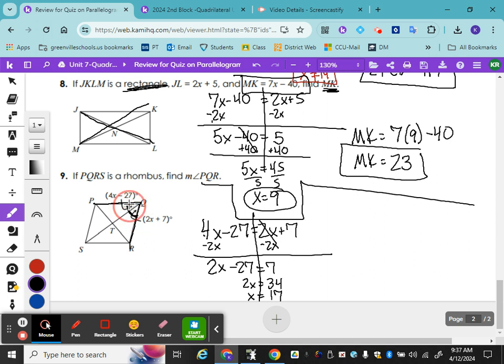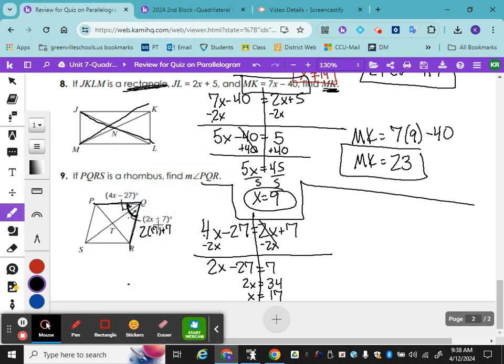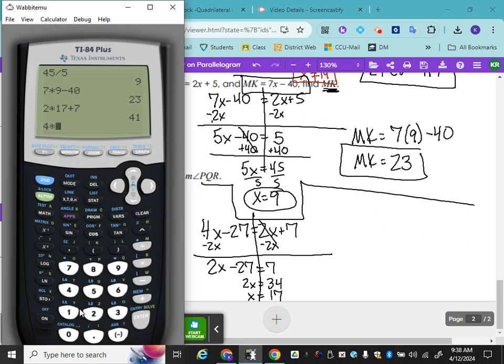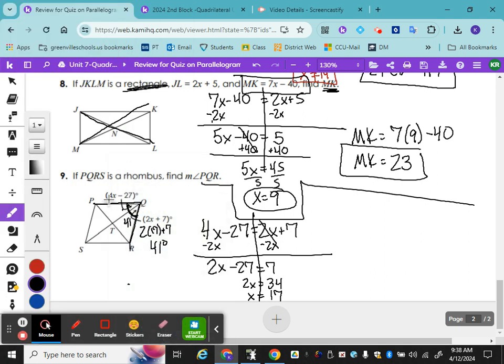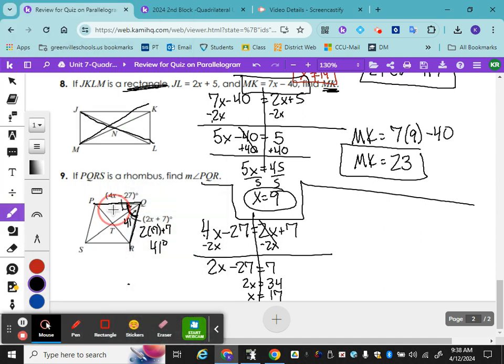PQR is the whole angle. So we need to know both angles and add them together. 2 times 17 plus 7 is 41. So this is 41. 4 times 17 minus 27 is also 41. You should know that. We set them equal, so now they equal. So angle PQR is both of them put together, which is 82.